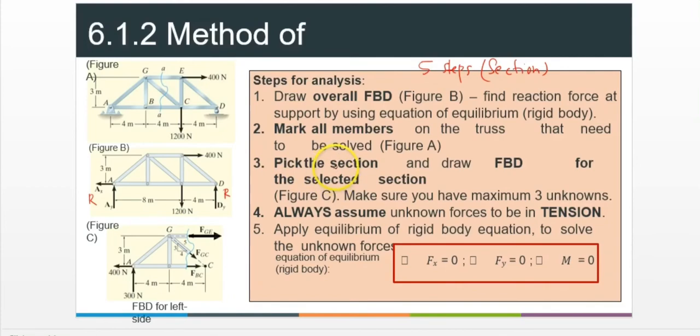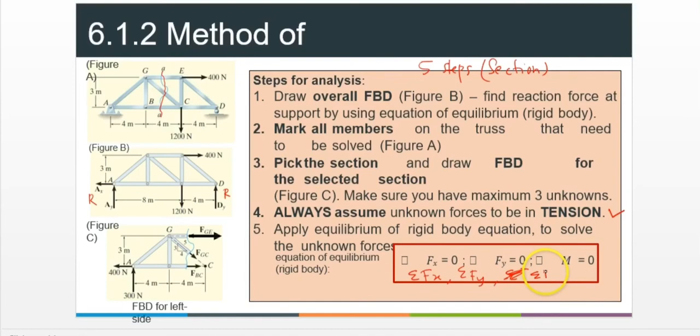Okay, and then pick the section and draw free body diagram for the selected section. Alright, this one kita cut through on the middle of the section. Always assume the unknown force to be in tension. Okay, so yang tu senang lah, memang kita kena assume. Right, so kalau dapat negatif, that means dia akan jadi compression. Right, so apply equilibrium of rigid bodies equation. What is the equilibrium rigid body equation? This one lah, Fx, Fy and moment.